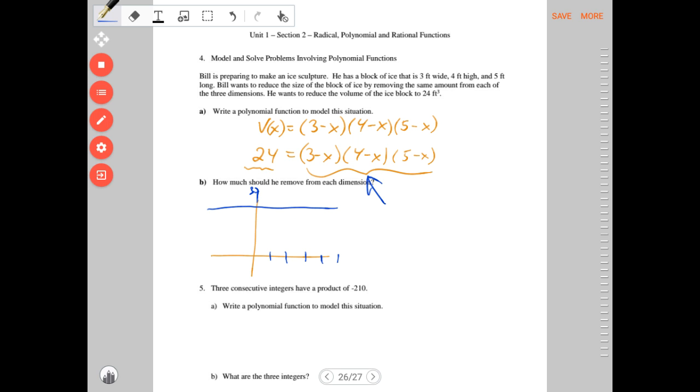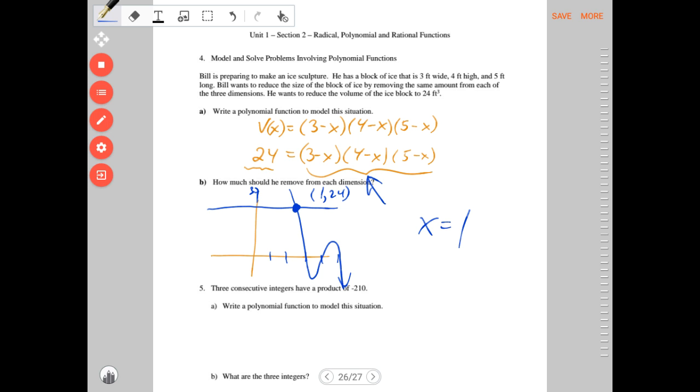It goes through 3, goes through 4, and goes through 5. It looks something like that. Okay, so of course what's important is this intersection point right here, and your calculator says 1, 24. So again, the 24, the y coordinate never matters in these cases. It's always the x coordinate that's important. So then x equals 1.